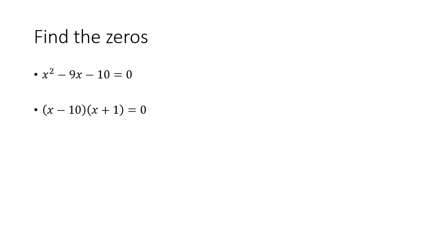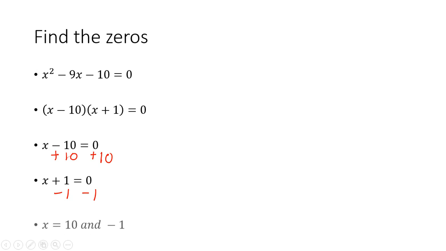Now we take each one of those and set both of them equal to 0. So we have x minus 10 is equal to 0 and x plus 1 is equal to 0, and then we solve. This one we would add 10 to both sides. This one we would subtract 1 from both sides, getting us our answers of x equals 10 and x equals negative 1. And those would be our solutions.